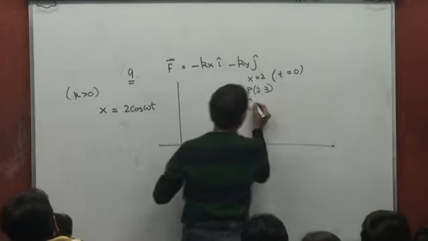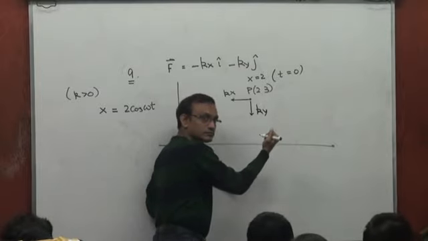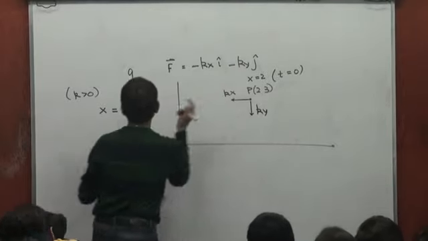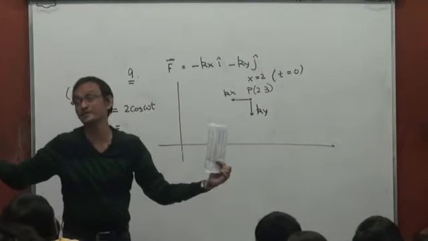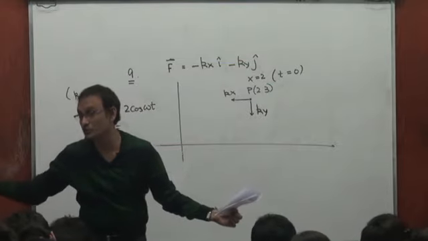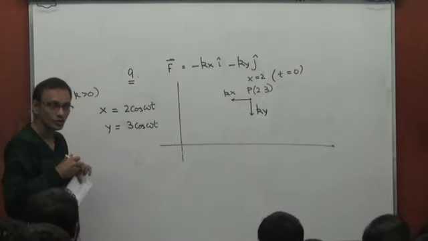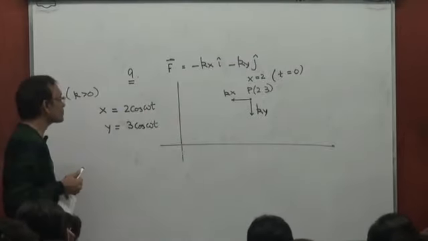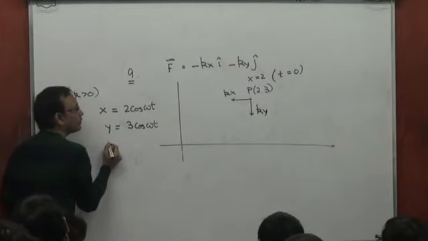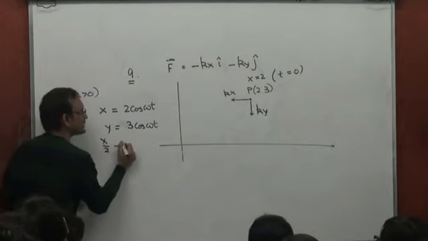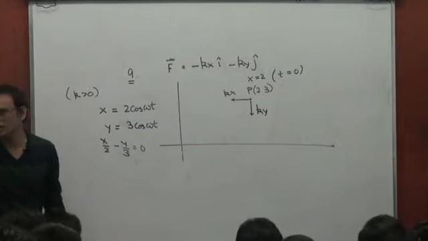But now, things are simultaneously happening in the y direction because there is ky acting downwards. So, then the description of motion in the y direction, 3 cos omega t would be the description of motion in the y direction, yes or no? Right. Therefore, check this, x by 2 minus y by 3 is 0. This would be the locus of motion. This would be the locus of the oscillator.